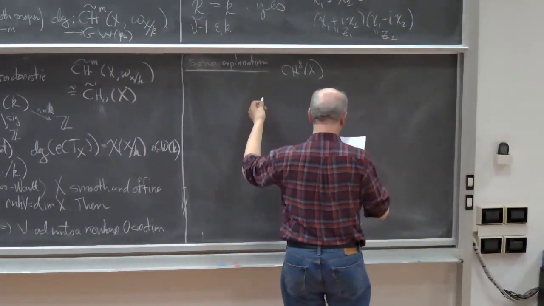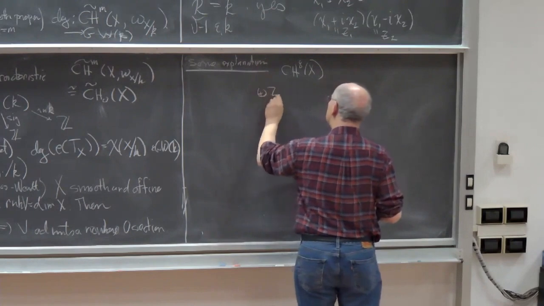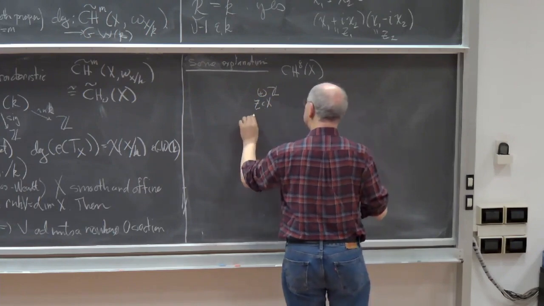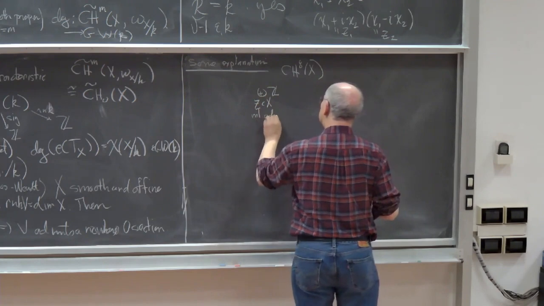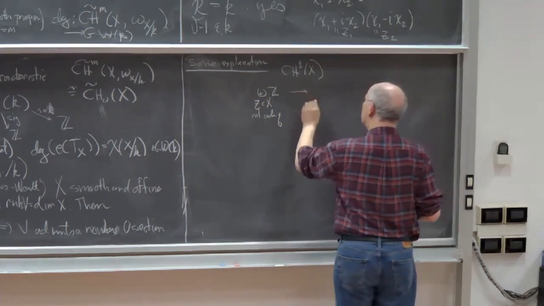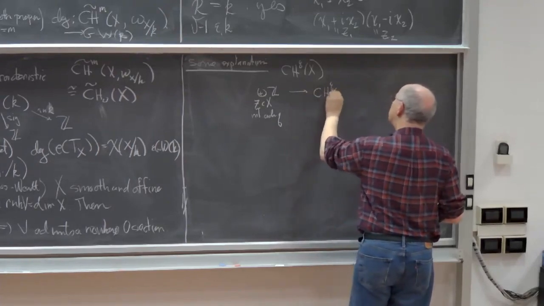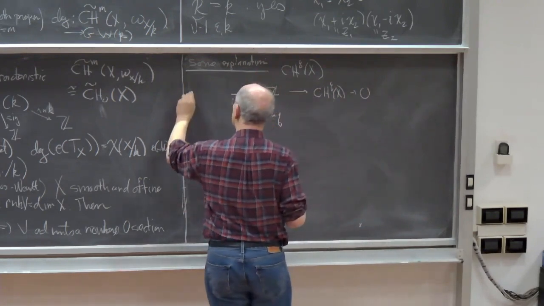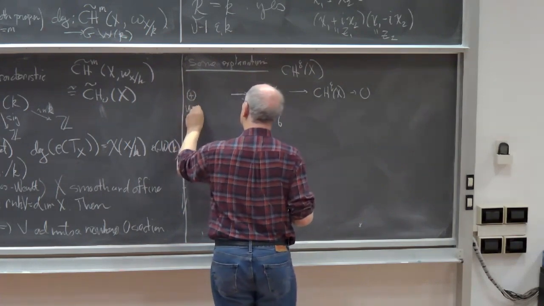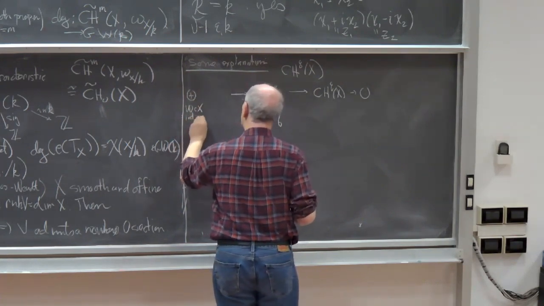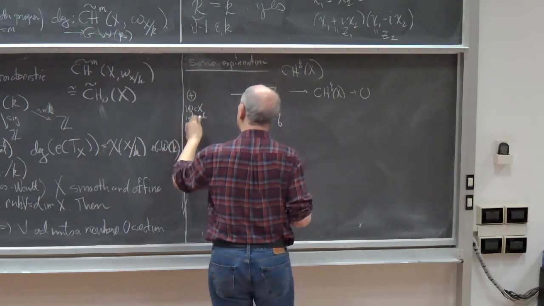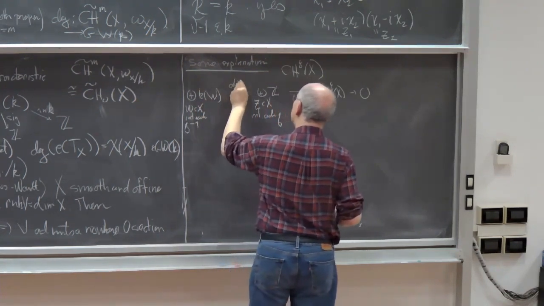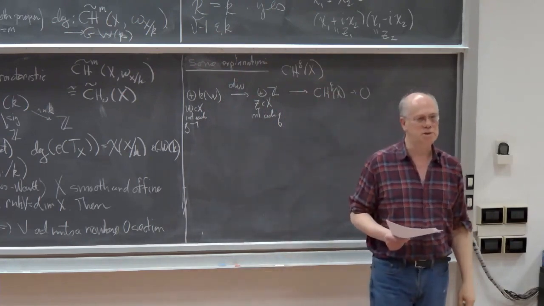And this comes with a presentation. You take the free abelian group on the integral subvarieties of X, integral of codimension q. And the Chow groups are a quotient of this. The relations are defined as follows: you take W inside of X integral of codimension q minus 1, and you take the rational functions on W, and this is the map which takes a function to its divisor, its zeros minus its poles.